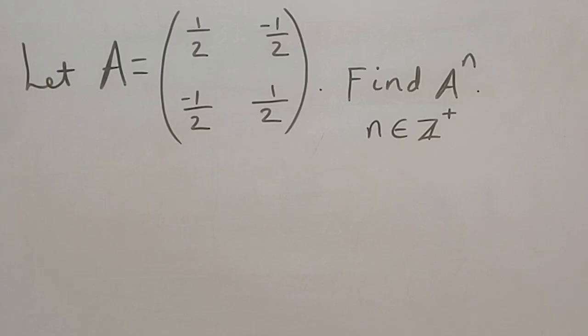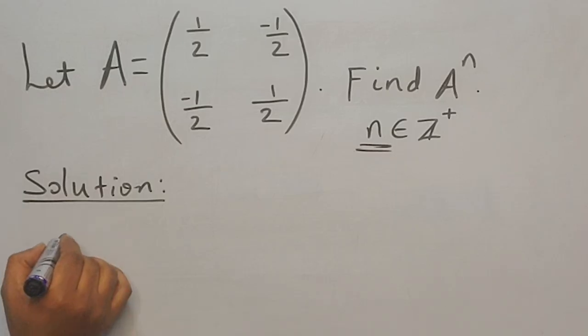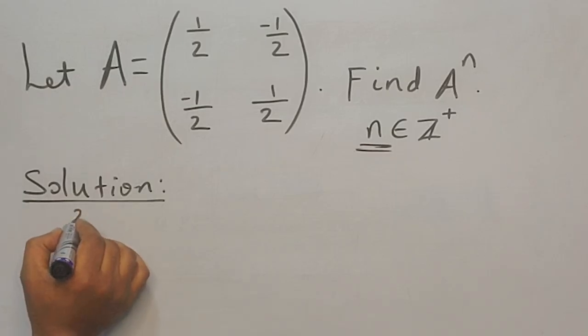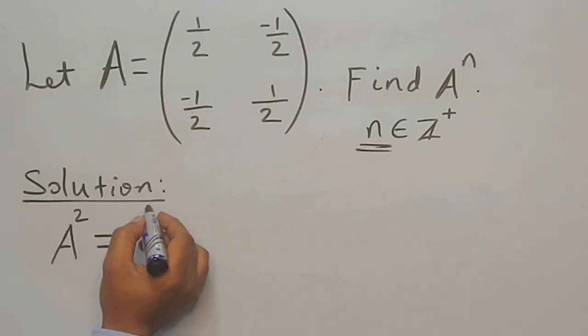For matrix A, find A raised to n for any positive integer n. Solution. Let's see first the square of the matrix. A square, A times A. The product of two matrices.